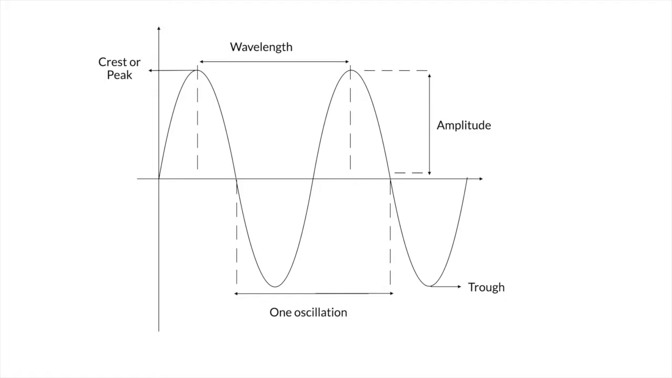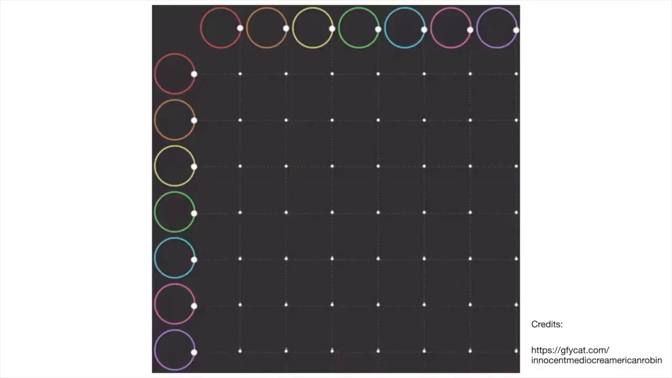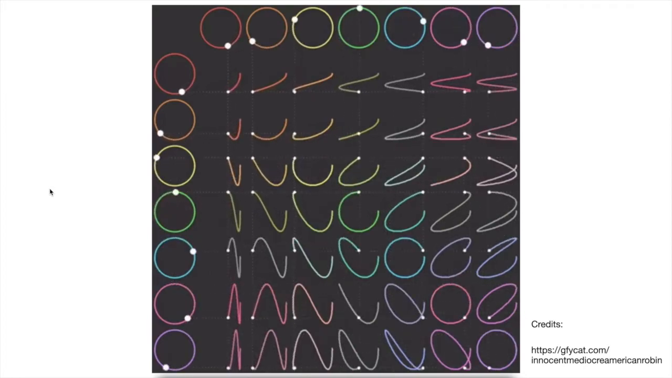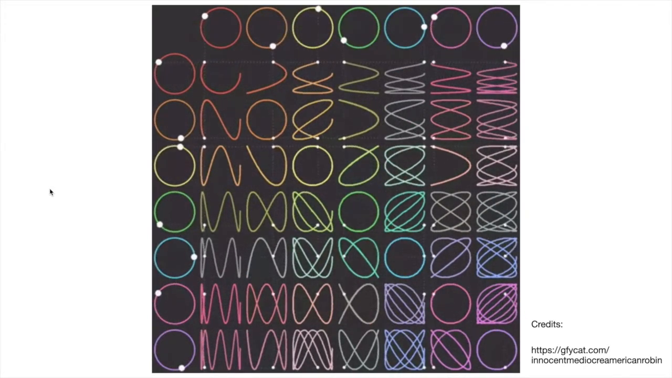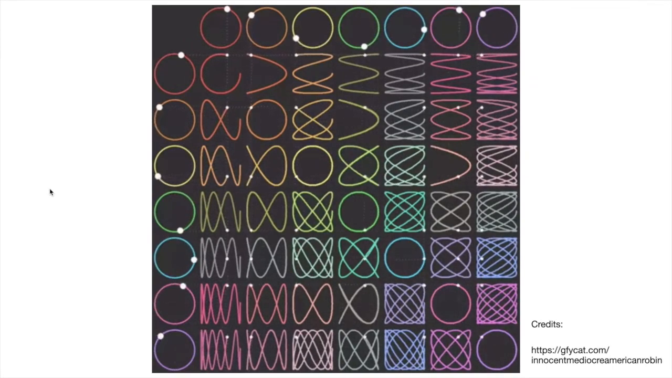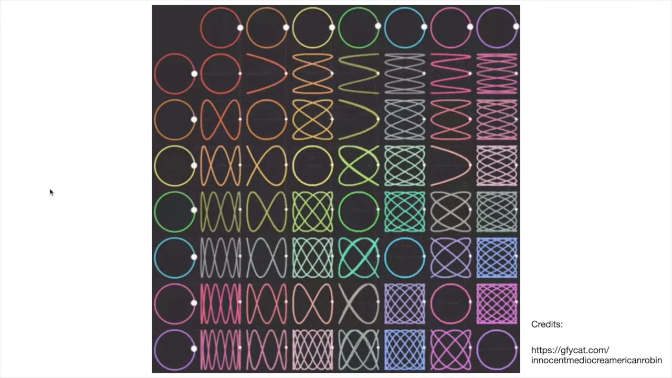Now that we've skimmed through the basics, we move on to what a Lisa-Jones figure essentially is. To put it simply, it's a pattern produced from the intersection of two sine waves with axes that are perpendicular together. So this GIF right here essentially describes how the patterns are formed.